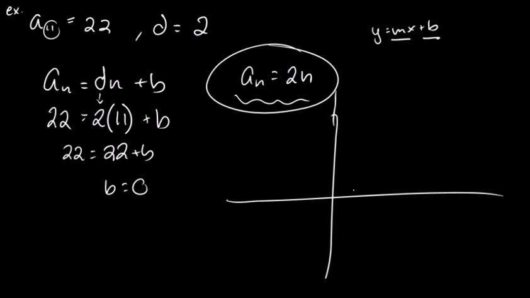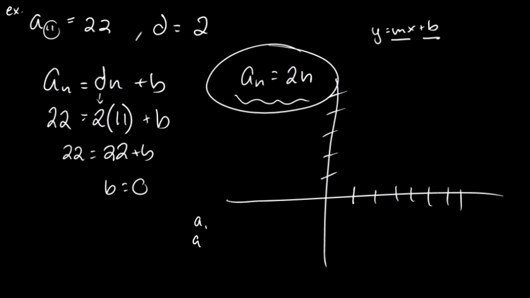In order to graph these, I need a couple points. If I have a sub 1, a sub 2, a sub 3, that should be enough for me. If I have my input as 1, that means my output is 2. If I have my input as 2, that means my output is 4, 3, 6. So 1, 2, 2, 4, and 3, 6. I should get a line.